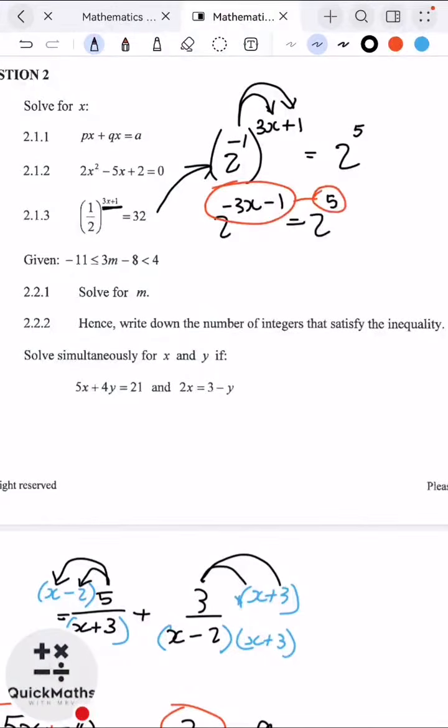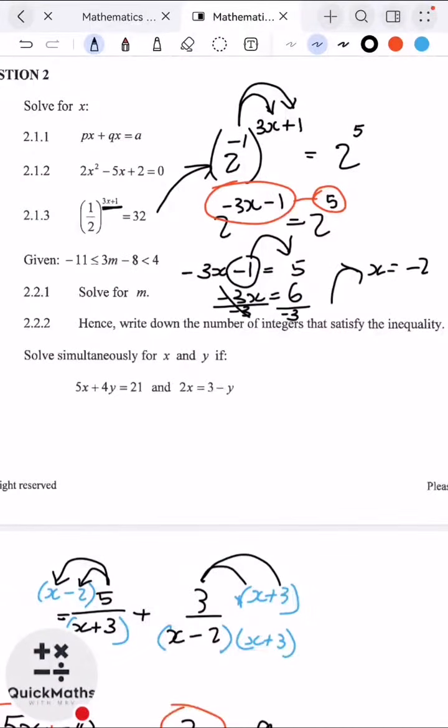What did we say? If our bases are the same, our exponents will be equal. Let's write that down. Minus 3x minus 1, that's the exponent, has to equal that exponent. Again, this is linear, so we're going to add 1 on both sides, so it's minus 3x equals 6. Divide by negative 3 on both sides. So x is equal to negative 2.